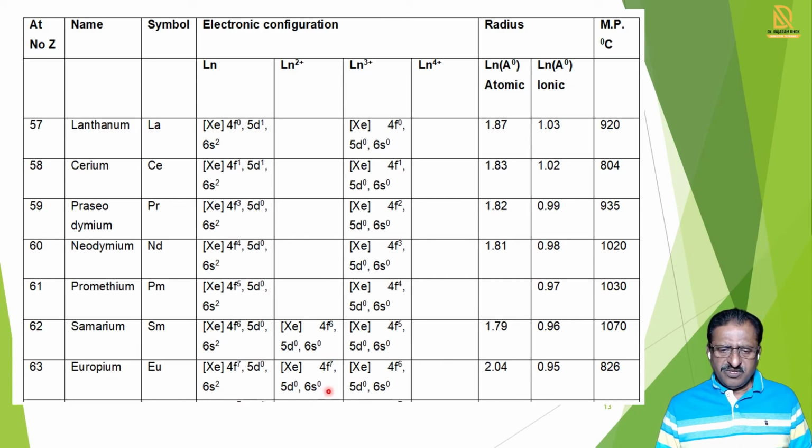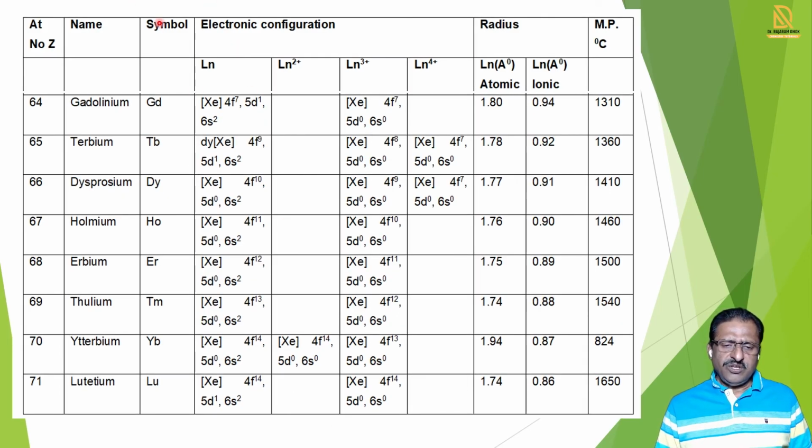Then europium contains 4f7, 5d0, and 6s0. In this case, 4f contains 7 electrons, and because of these 7 electrons, it acquires half-filled stability. And d and s contain 0 electrons. So it shows a stable +2 oxidation state in the case of europium. Now see again ytterbium, that shows 4f14, 5d0, and 6s0 electronic configuration, and it shows the +2 oxidation state. So this is for the +2 column.